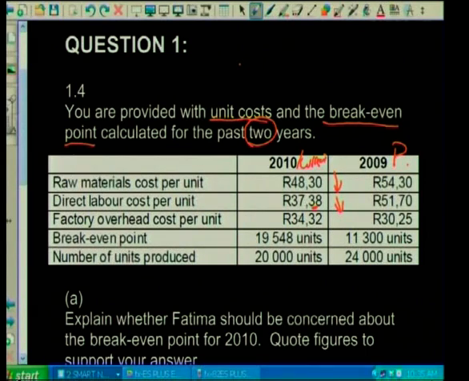Our factory overhead cost per unit has increased. Let's look at it in a bit more detail. In 2009 it was 30 Rand 25 cents. It has now gone up to 34 Rand 32 cents. Now remember, if we add up these three costs, we're going to get our total cost, or our cost price per unit. And remember, we already calculated that. It came to an amount of 120 Rand.